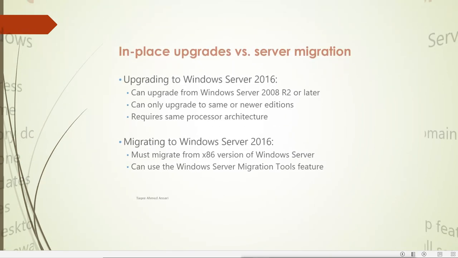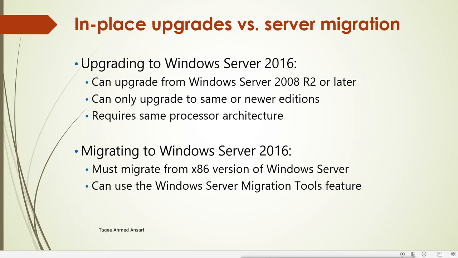Next is upgrading. We have two options, upgrading or migration. In-place upgrades versus server migration. Now first, upgrading means what? Upgrade to Windows Server 2016. That means if we are using previous versions of Windows Server, like Windows Server 2008 or 2012, we want to just upgrade it. Like the new server operating system has arrived, and now our organization wants to move to the new version of Windows Server.